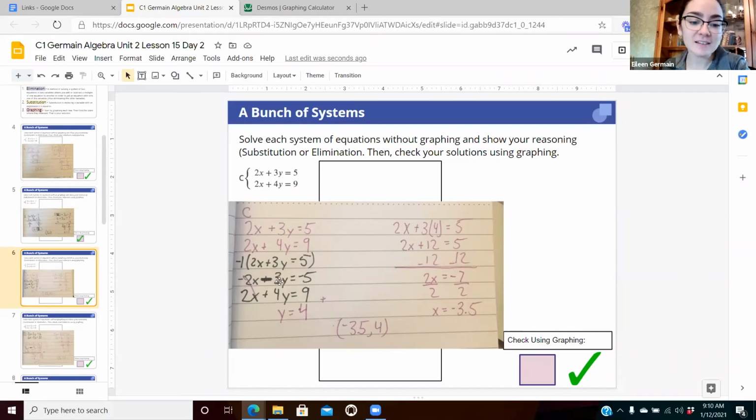So when you add these together, a -3y and a positive 4y, we get y is equal to 4, right? And then we take that 4 and substitute it into any one of our equations here. 2x plus 3 times 4 is equal to 5. Substitute it in. 2x plus 12 is equal to 5. Subtract 12, subtract 12. 2x is equal to -7. Divide by 2, divide by 2. x is equal to -3.5.